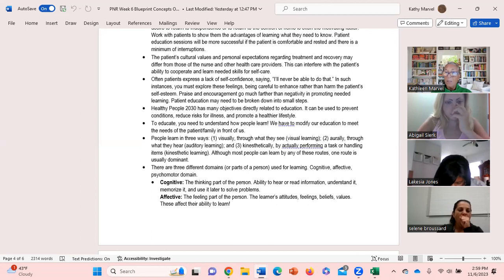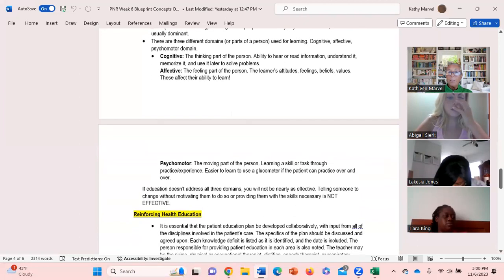Affective, what is that? A person's attitudes and beliefs can affect their ability to learn. So the feeling part, right? Your attitude. What are your attitudes about a certain subject? What if you have a group of people you're teaching and half of them don't believe in the subject that you're teaching, but they're forced to be there? Are they more or less likely to learn? Much less likely, right? So it's the attitudes, feelings, beliefs, values. These definitely affect their ability to learn.